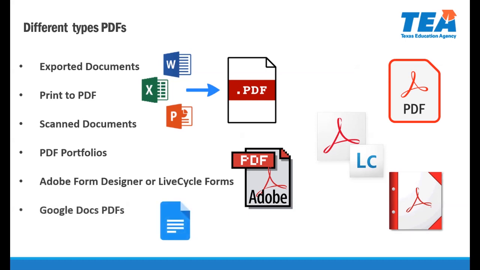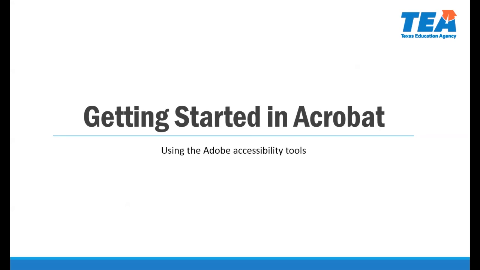And PDFs can also be produced by Google Docs. These types of PDFs are not accessible and can't become accessible. This is one of the reasons why Google Docs are not a TEA standard format for files or documents. The only thing these types of PDFs have in common is that they end in .pdf, which is why it's hard sometimes to distinguish the different types of PDFs. But all efforts should be taken to make all types of PDFs accessible. The first thing you want to do in Adobe Acrobat is make sure you have the accessibility tools available.